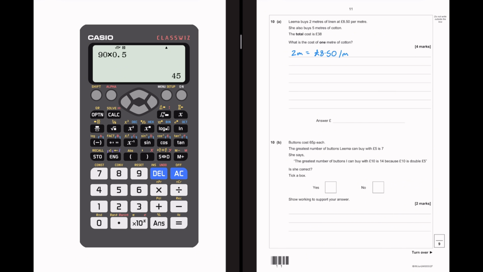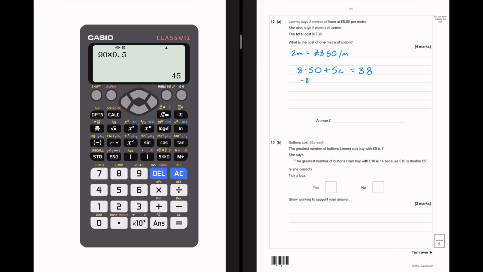So we've got 2 meters, which is £8.50. She also buys 5 meters of cotton. So we're going to do £8.50 plus 5 meters of cotton, and this is equal to £38. So we've got an equation here that we can solve for C.